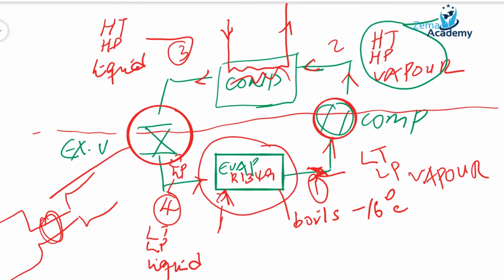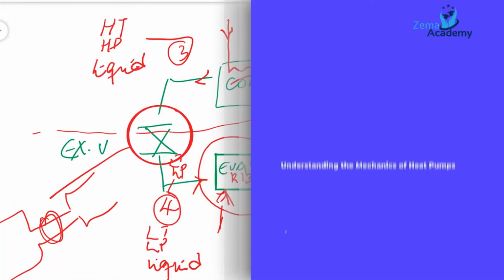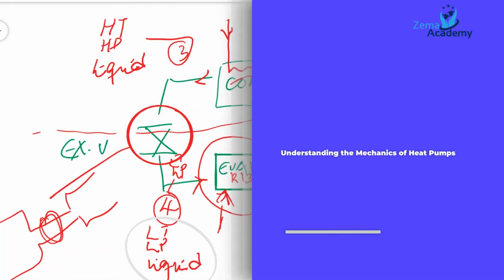So as you can see, from point 3 when you come back to point 4, you come back to the same point that we started, which is a low temperature and low pressure liquid. Then you feed it back again to the evaporator, and the circuit repeats itself.